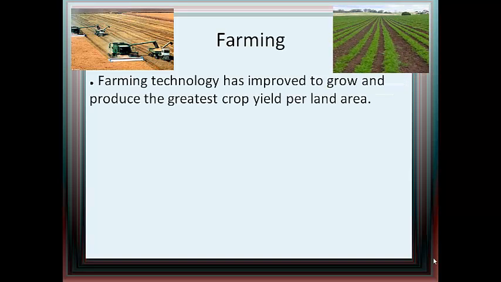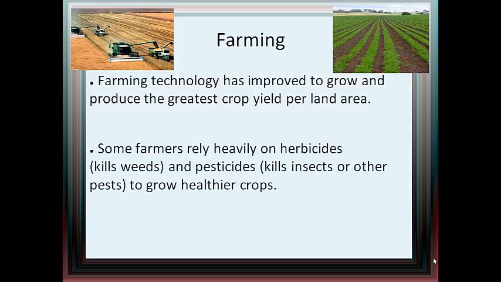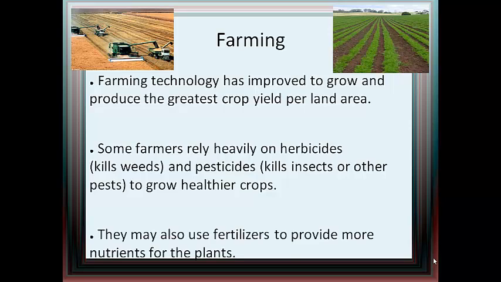Now look at something that's very important to our area, especially in Clinton County and the Ovid-Elsie area, is farming. Farming technology has improved to grow and produce the greatest crop yield per land area. Some farmers rely heavily on herbicides, which kill weeds, and pesticides, which kill insects or other pests to grow their healthier crops. They might also use fertilizers to provide more nutrients for the plants. All this the farmers do to try and produce a greater yield of crops or plants per acre of land that they own.